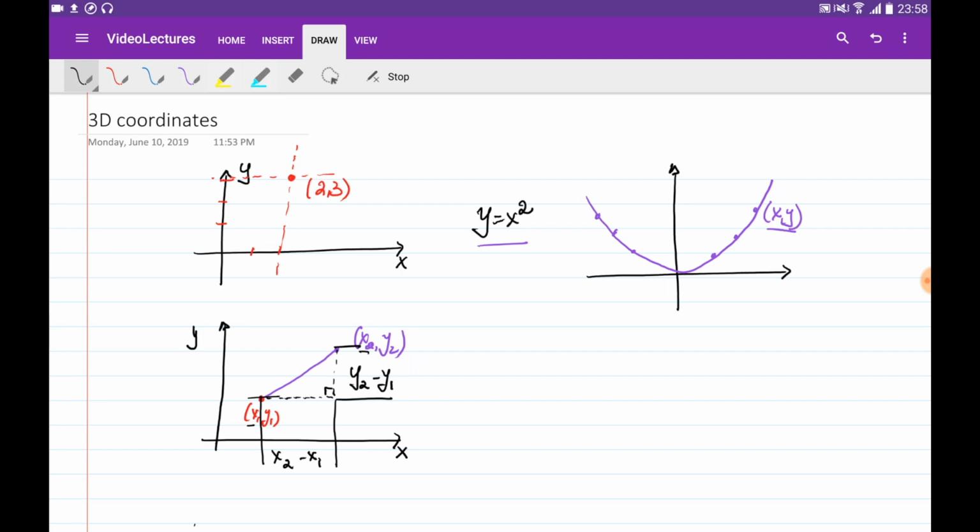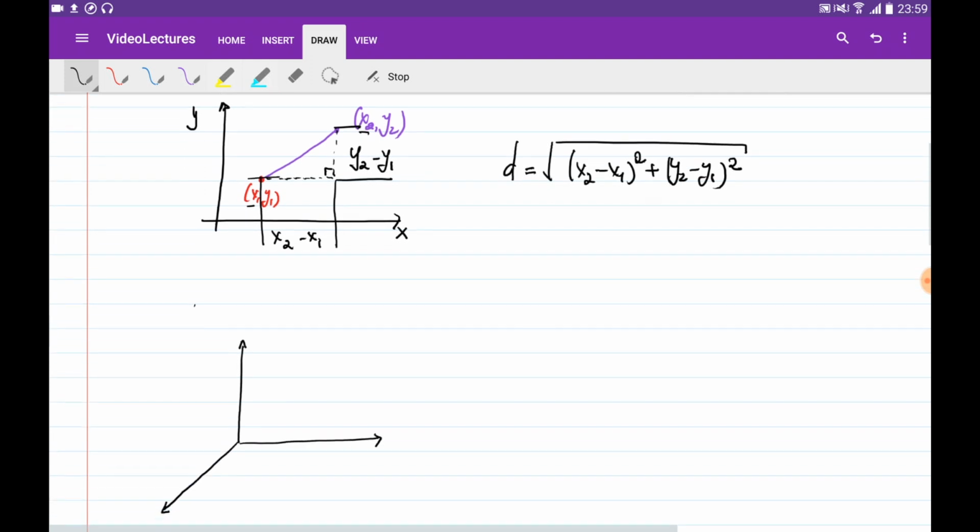If I know the 2 sides of the right triangle, I can find the third side using the formula. The distance between these 2 points is equal to the square root of x2 minus x1 squared plus y2 minus y1 squared. So this is how we define the distance in 2D.